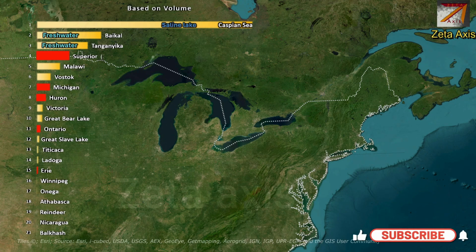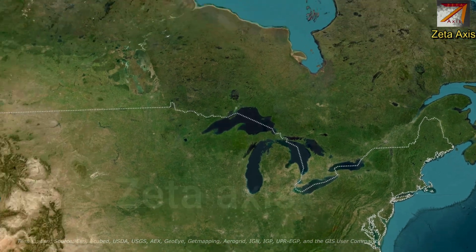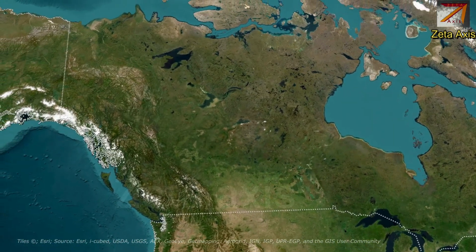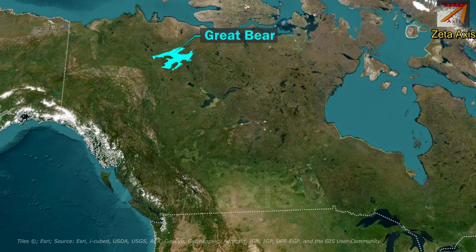Remember, Caspian Sea is a saline lake, so Superior Lake is the third largest freshwater lake in the world. Now let's discuss lakes in the Canadian Shield of Canada. The first important lake is Great Bear Lake. It is the largest lake entirely located in Canada, and the Arctic Circle passes through this lake.